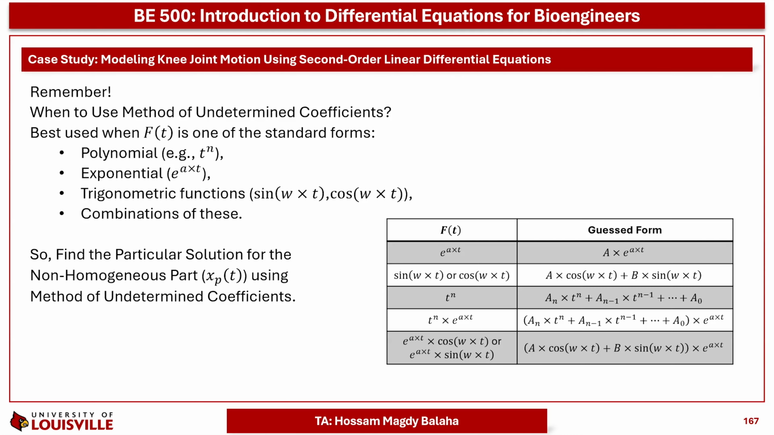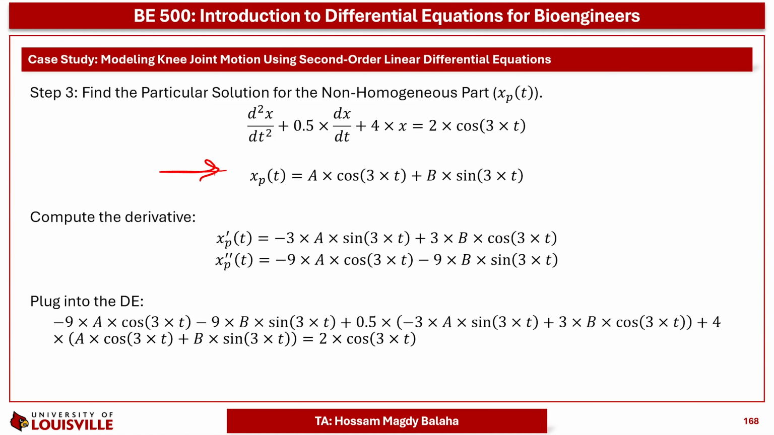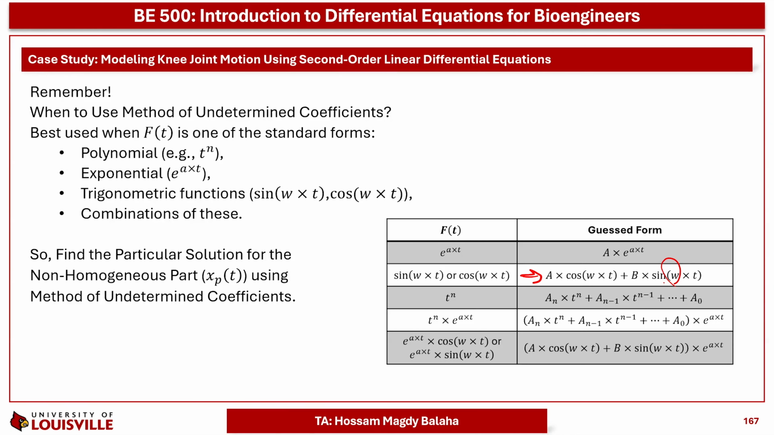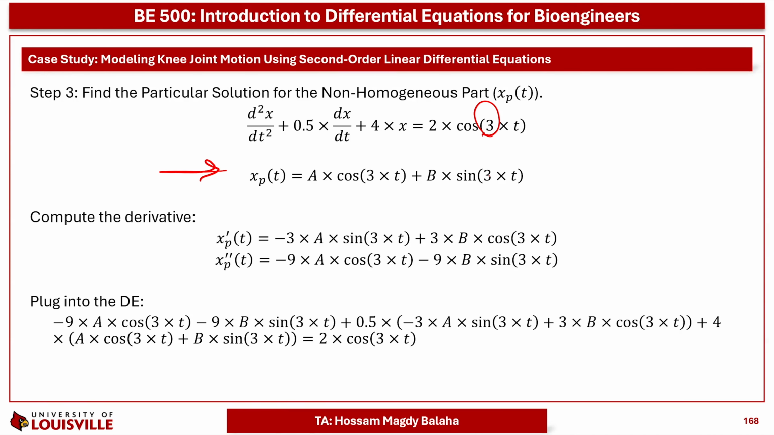After that, use the method of undetermined coefficients to find the guessed form for the particular solution. We have a trigonometric function, sine or cosine, so the corresponding solution will be like that: a cosine plus b sine. Write your particular solution, and as noted, omega here will be 3, so the particular solution will be a cosine 3t plus b sine 3t. As we mentioned, we need to substitute in the differential equation.